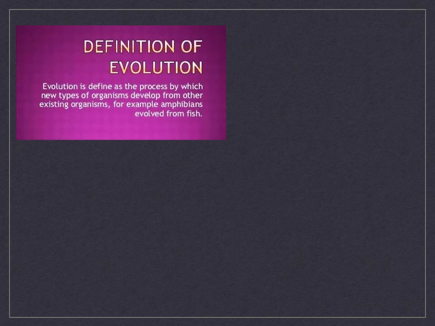Let us start with what is evolution. Now, evolution is the gradual change occurring in living organisms over a long duration. This is a very slow going process through which development of organisms is achieved. So, we can say that evolution is the process by which new types of organisms develop from other existing organisms. For example, amphibians evolved from fish.